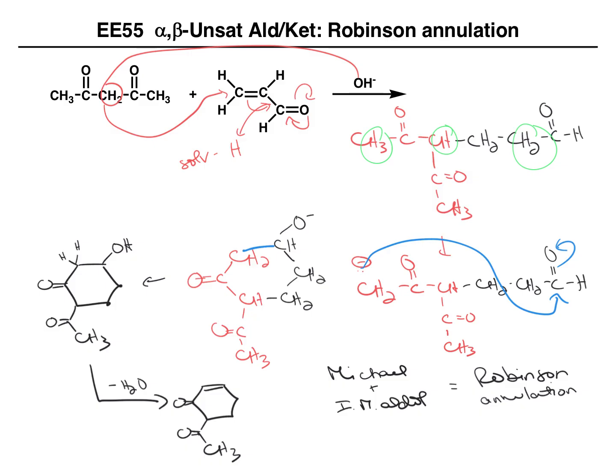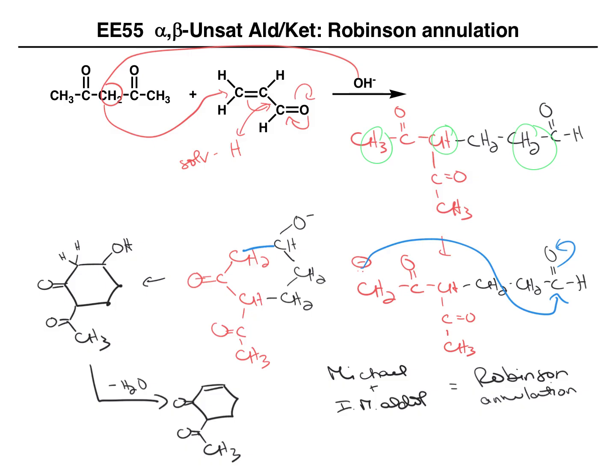But this is complicated, and so I'm not expecting you to predict when a Robinson annulation is going to happen, but instead, I would like you to think about explaining when it has happened, showing the mechanism of how it happens.